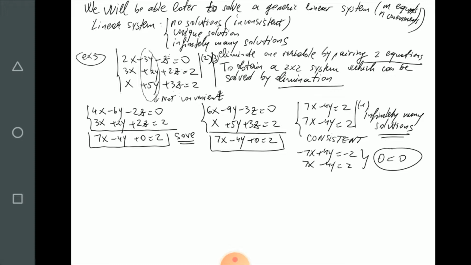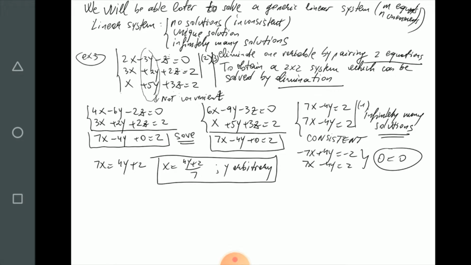In practice, if we want to show what a solution is, we typically solve one variable in terms of the other. So we could say, for example, if I solve for x, move 4y to the right-hand side, that's x equals (4y plus 2) over 7. And you could just say that y can be any number. So y is arbitrary. But basically, if you do the elimination until the end and you end up with 0 equals 0, that's essentially a sign that one of the equations is redundant.